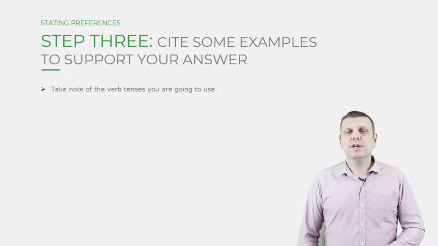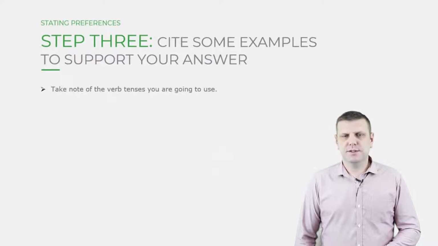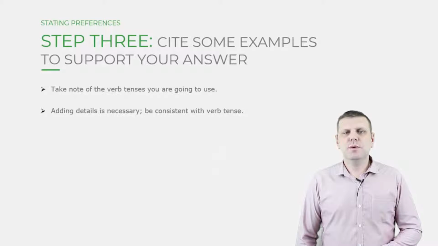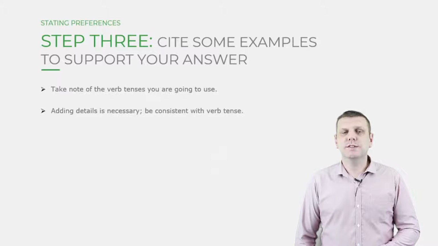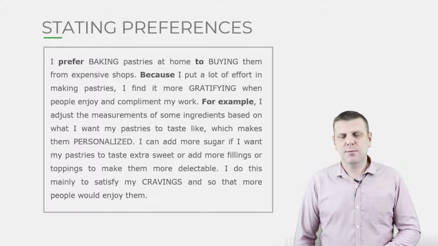Take note of the verb tenses that you're going to use when answering. You can use the past tense when talking about an experience, and when talking about recurring events or examples, use the simple present tense. Adding details is also necessary, so be sure to be consistent with your verb tenses. Observe how these three steps were used in this sample answer.